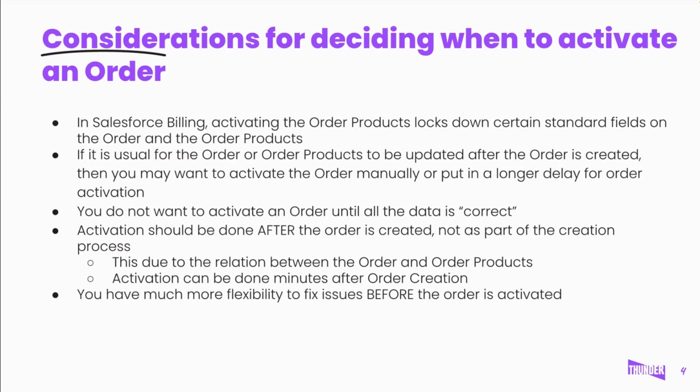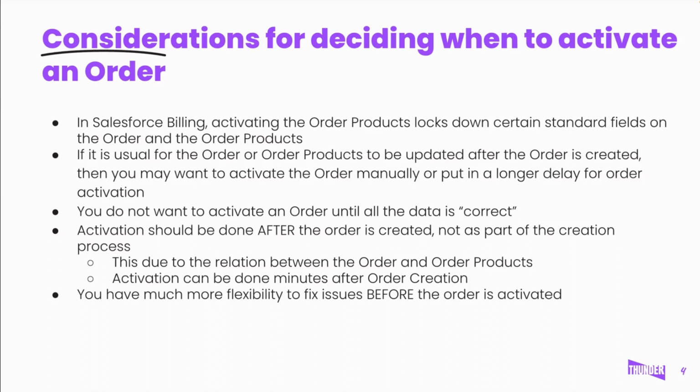You don't want to activate an order, like we've said, until all that data is correct, and activation should be done after the order is created, not as part of the creation process. The reason this is important is the relationship between the order and order products. The order products need the information from the quote lines, which the CPQ package handles on the back end. It basically takes a lot of the information from your quote lines and brings it forward onto your order product lines.